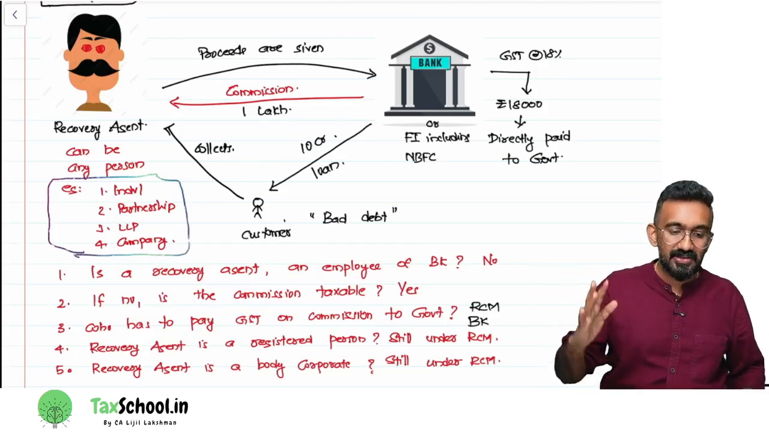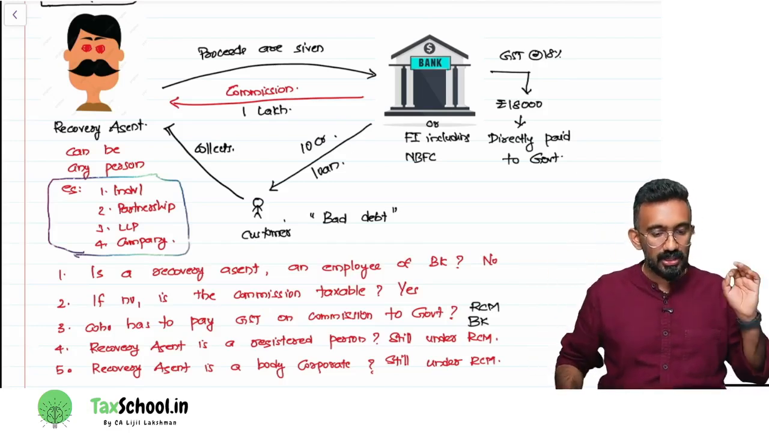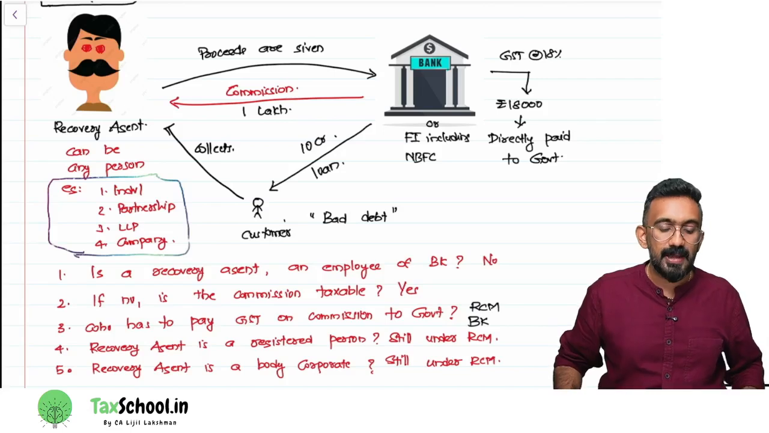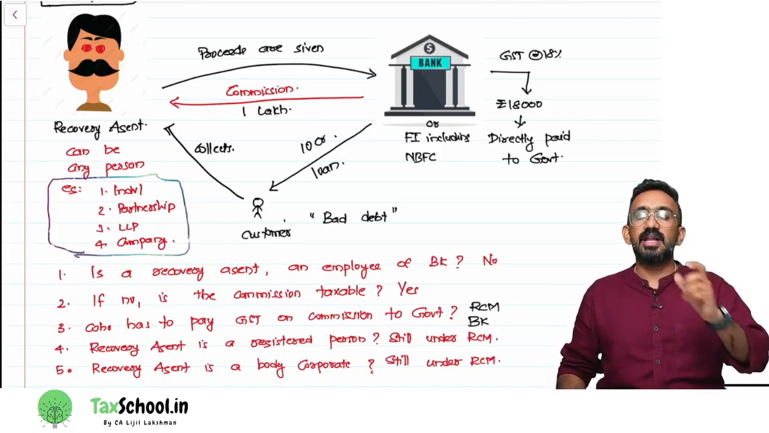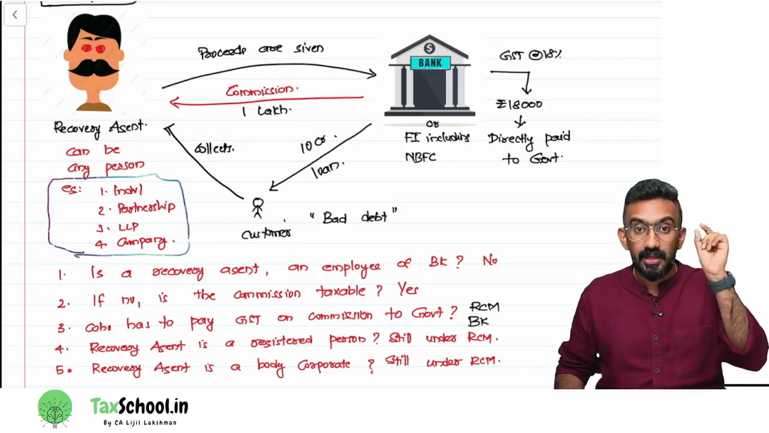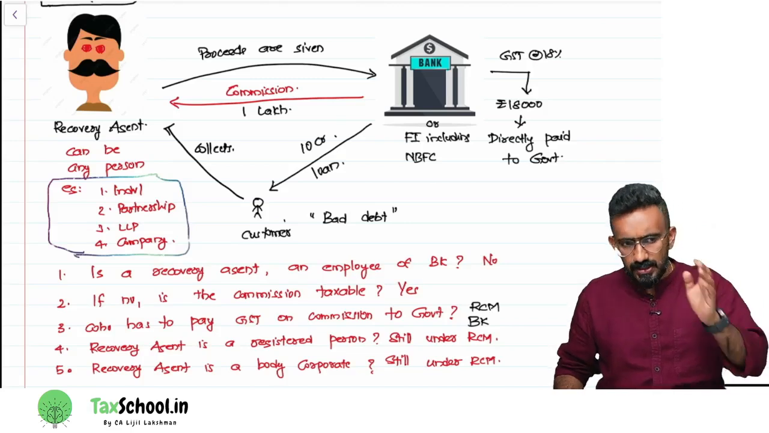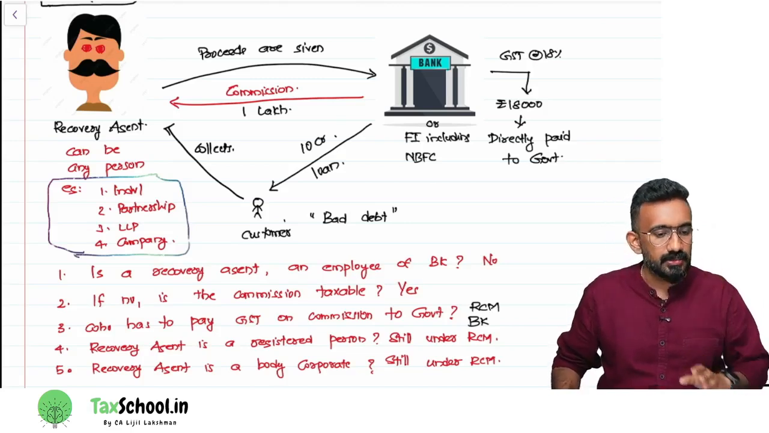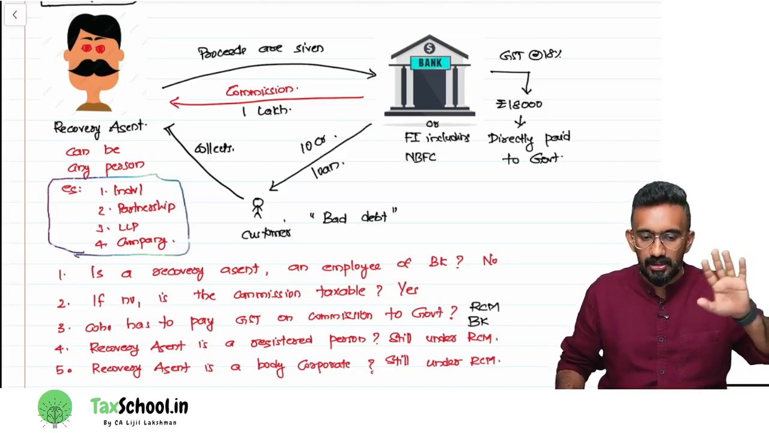I have written 5 questions. If you answer all the 5 questions, you have learned this entire case. Question number 1: is the recovery agent an employee of the bank? The answer is no, because he is not receiving salary. He will be receiving commission. So he is not an employee. Then, is the commission taxable? The answer is yes, because if it's salary, it's not taxable. If it's commission, it will become taxable.